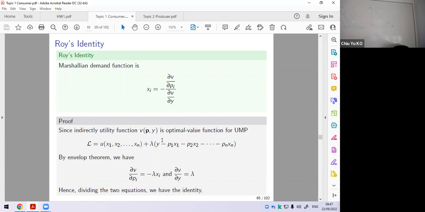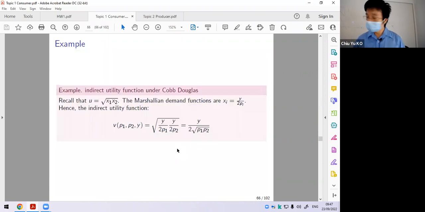So if we're able to assume some functional form of V, and you can estimate this V function, then you can actually derive the demand function. So that is a way to make the problem easier to handle. So that's how to derive the demand function from the indirect utility function.